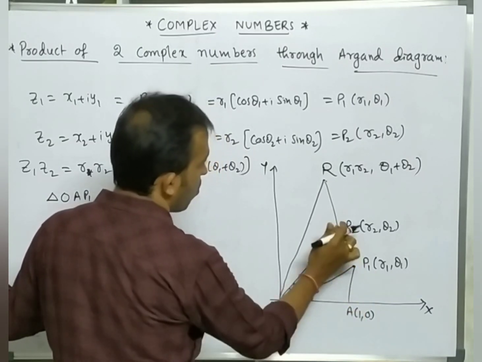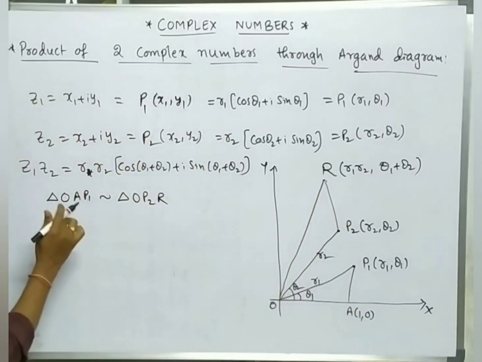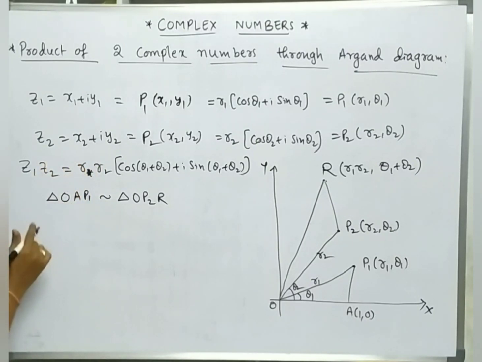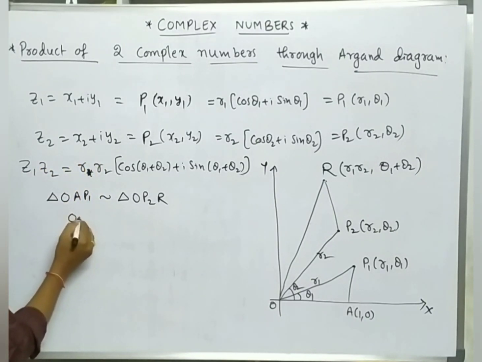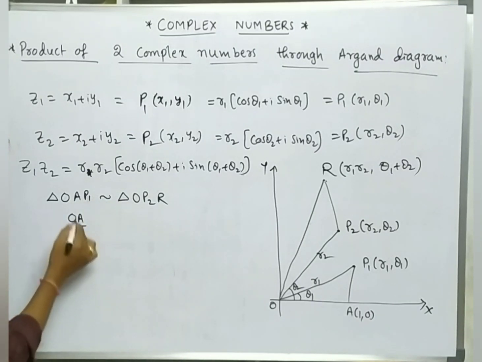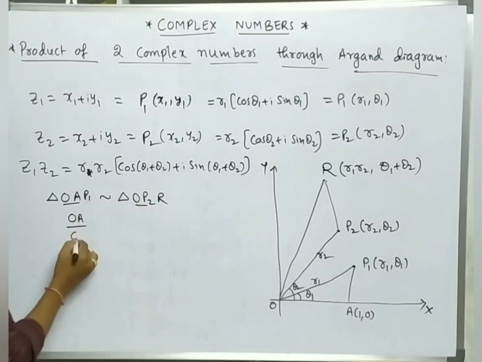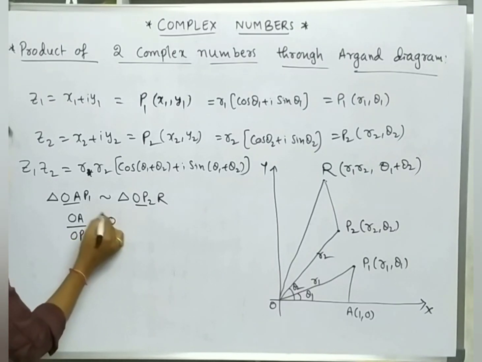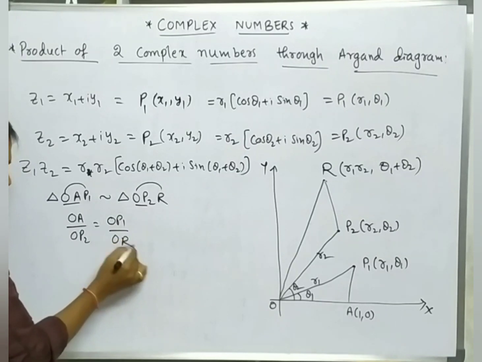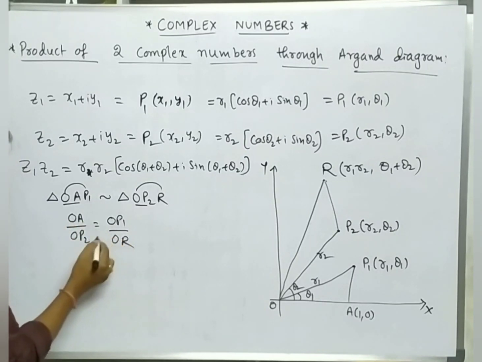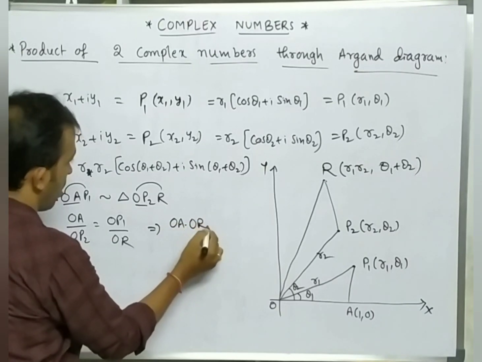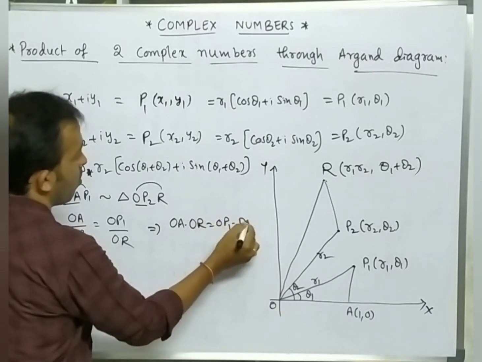Triangle OAP1 is equal to triangle OP2R. They are similar, so like that I am constructing, taking that point R. By using the similarity concept, corresponding sides are in the same ratio, therefore OA by OP2 is equal to OP1 by OR. Cross multiplying, OA into OR is equal to OP1 into OP2.